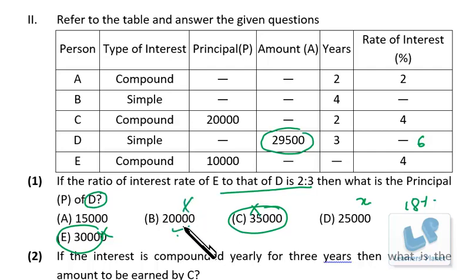Now if this is not correct, we are getting less than 29500. That means even 15,000 will not be correct. So 25,000 will be the correct answer, right? So 25,000 and 18% of 25,000, if you add, you will be getting 29500. Pretty simple.